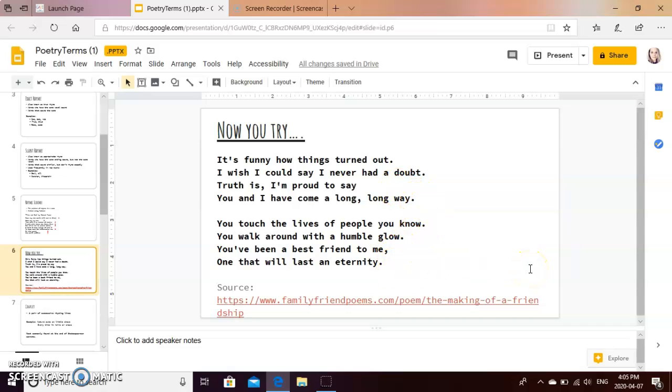Now, your poems won't always be labeled this way. There's a complete range of different rhyme schemes they could have, but this is just an example for you to try.